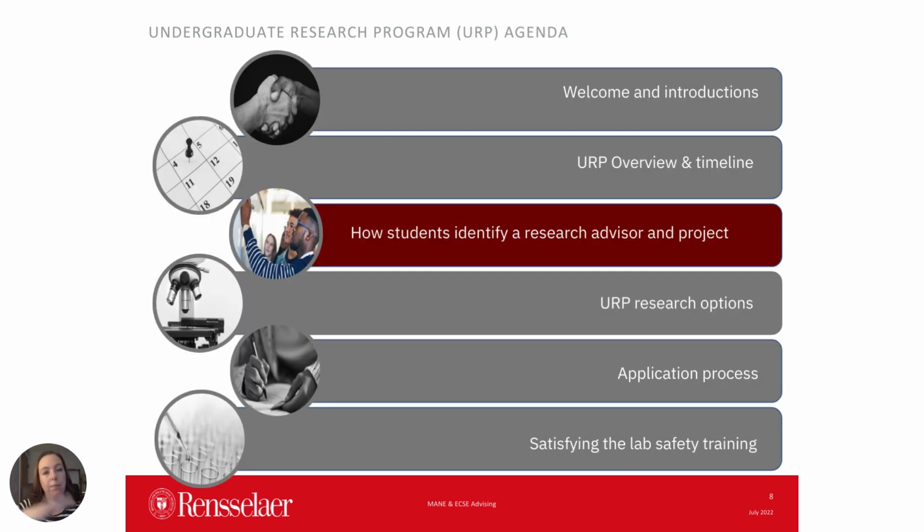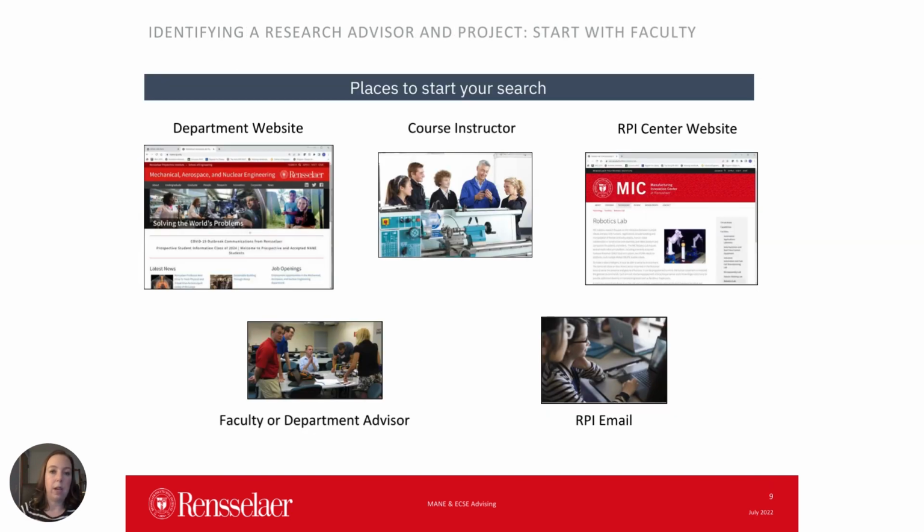Okay, so we're going to take a couple steps back. We're going to talk about how to identify a research advisor. So a couple places that students can go to if they're really not sure who they want to work with. Start with the department that you want to work in. Usually this is the student's own department. So if they're a main student, usually they're looking to work with a main faculty member. But that's not always the case.